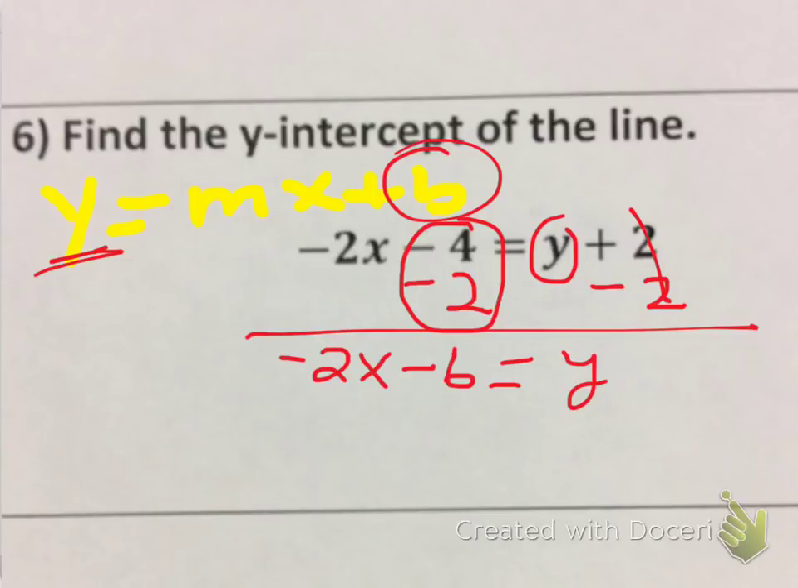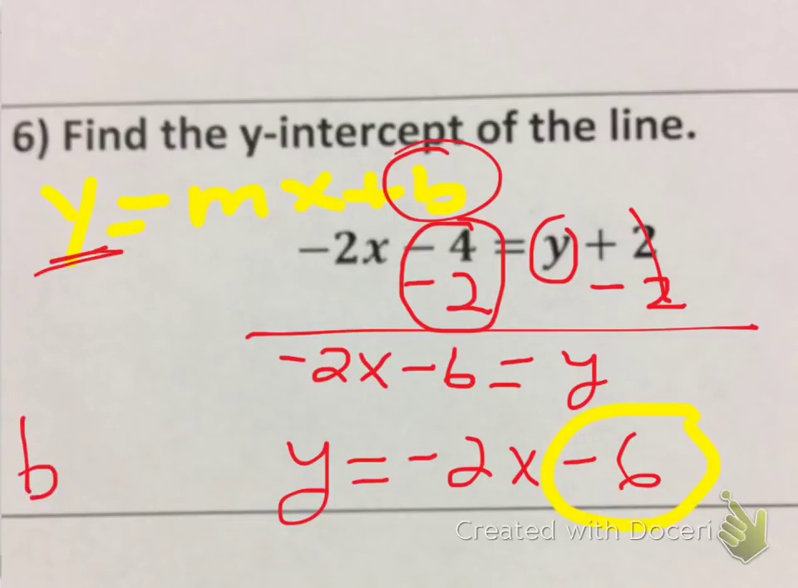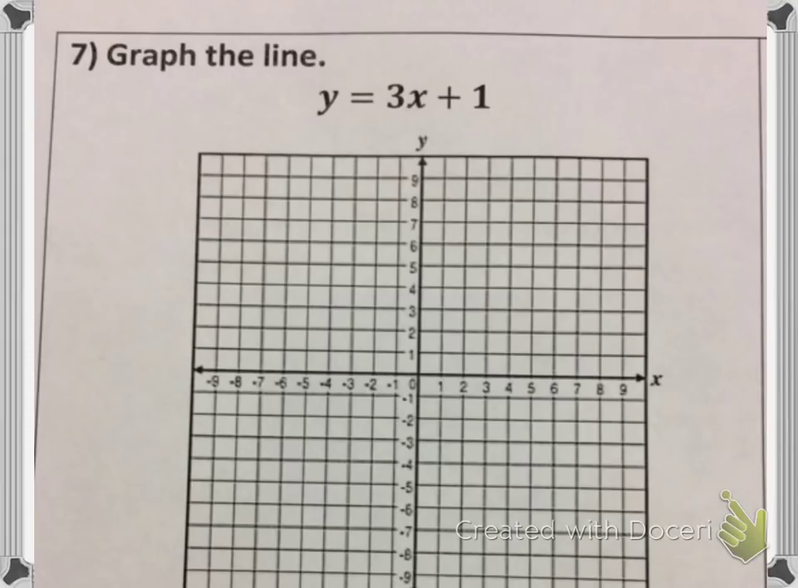So this is just kind of flipped around. I could actually write the y out front. It would still be equal to 2x minus 6. And then I can easily see which one is my y-intercept. I'm actually going to keep my sign on that, so my y-intercept is actually the number negative 6. All right, next problem, number 7.